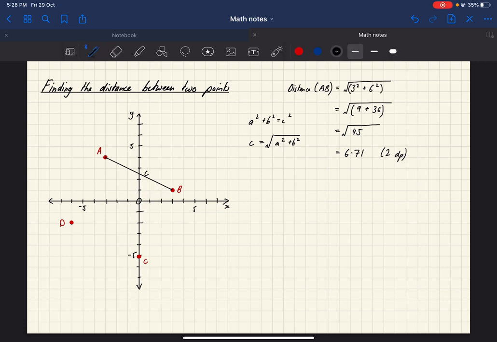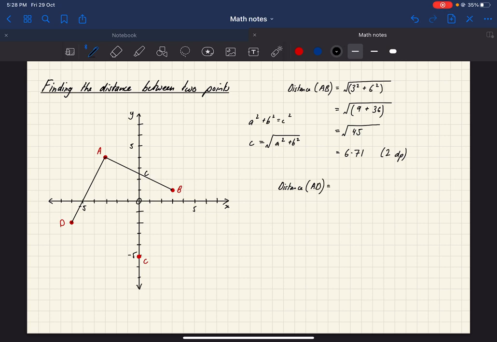Right, we found the lengths A and B. Let's do the length between A and D. So that there is going to be distance AD, or length AD. Either one's fine.